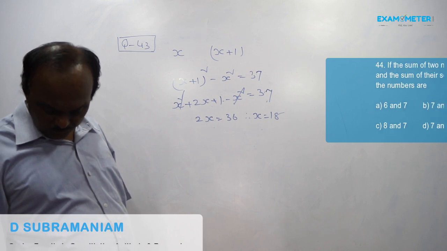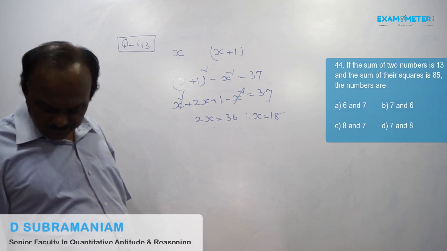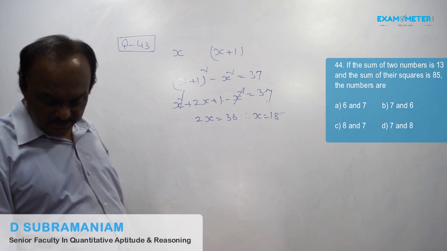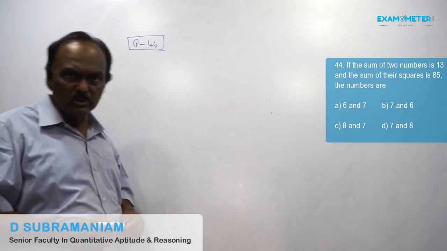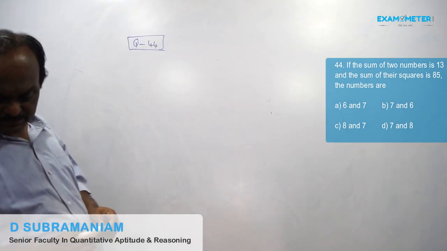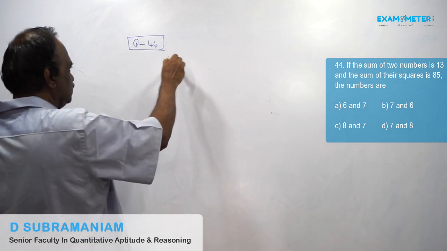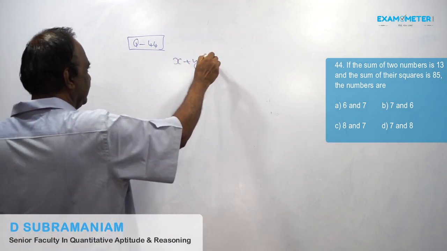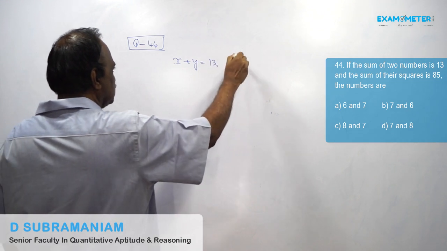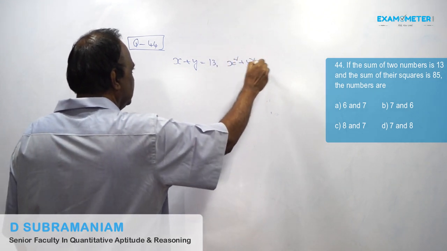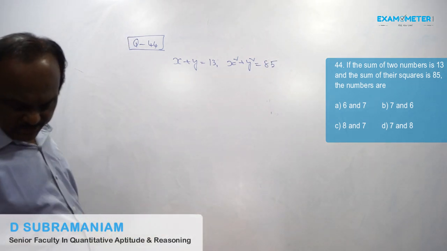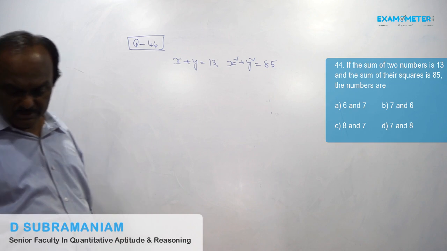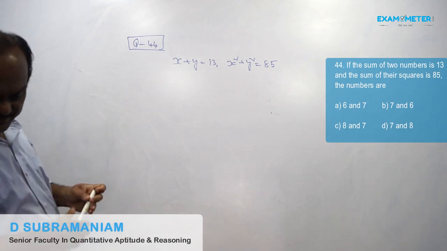Question number 44. If the sum of two numbers is 13 and the sum of their squares is 85, the numbers are. We will assume two numbers as x and y. x plus y is equal to 13. x square plus y square is equal to 85.